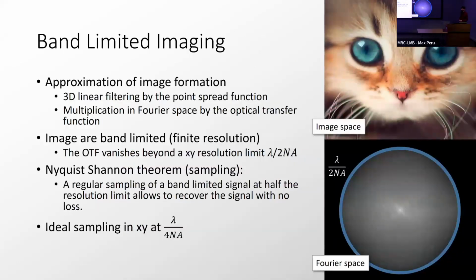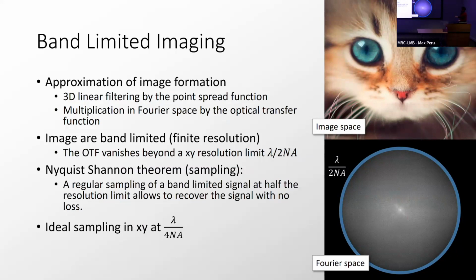Another aspect of the data we have is that the data are band limited. It means that there is a limited number of frequencies which go through the microscope. We saw this on Tuesday with Nick, that there is a cutoff frequency on our microscope, there is a resolution limit, and beyond this we don't see anything. I'll try to illustrate this a bit.